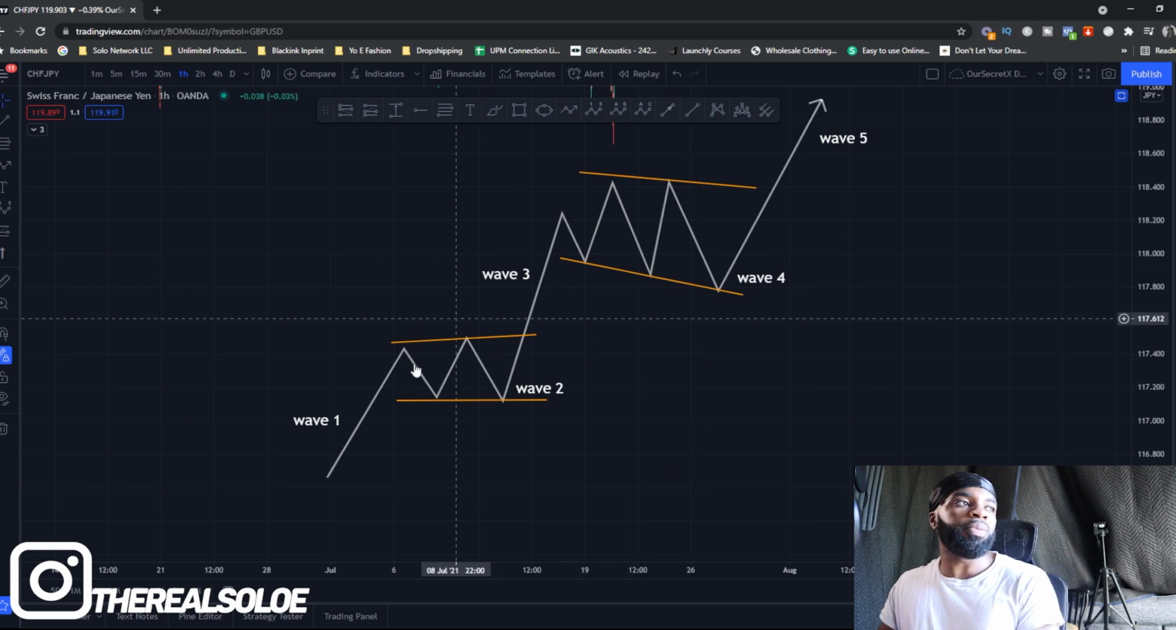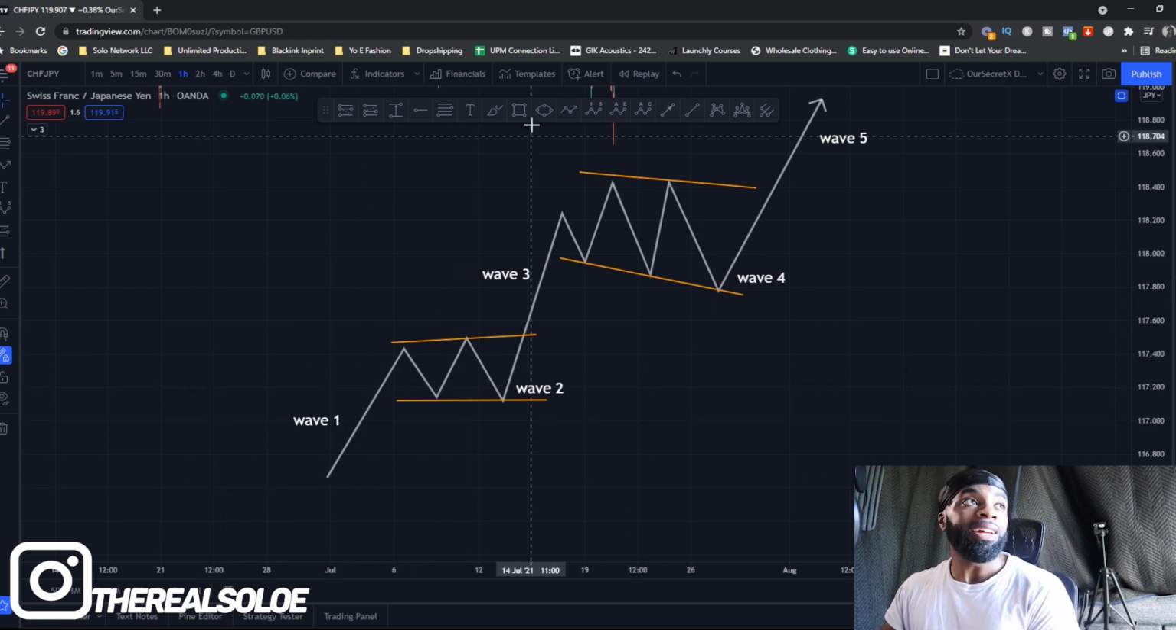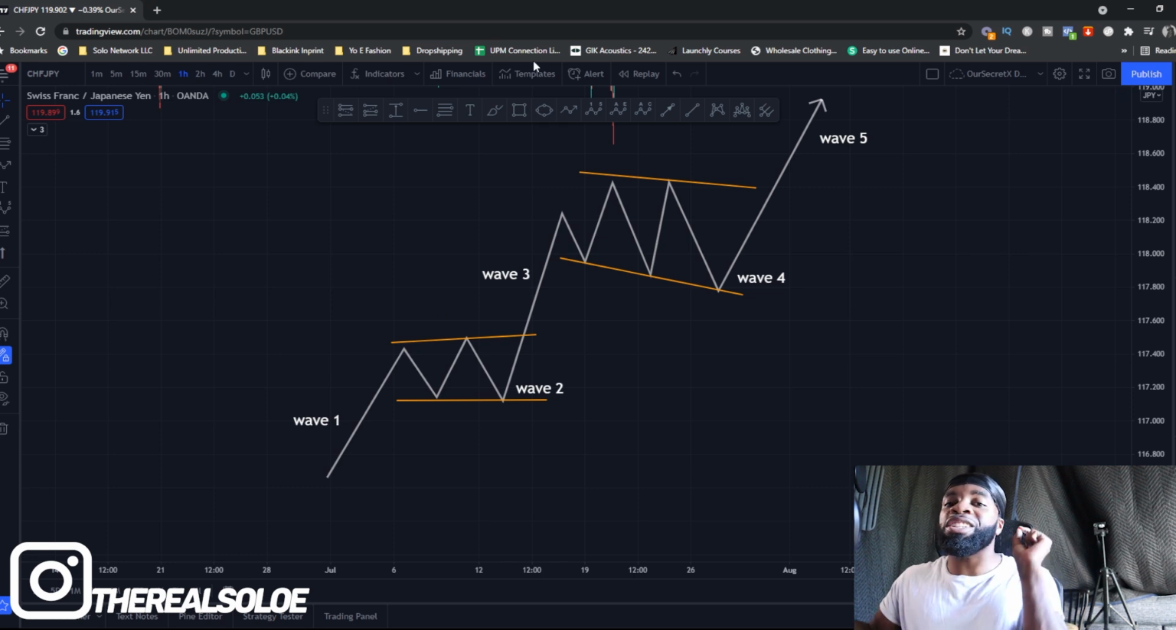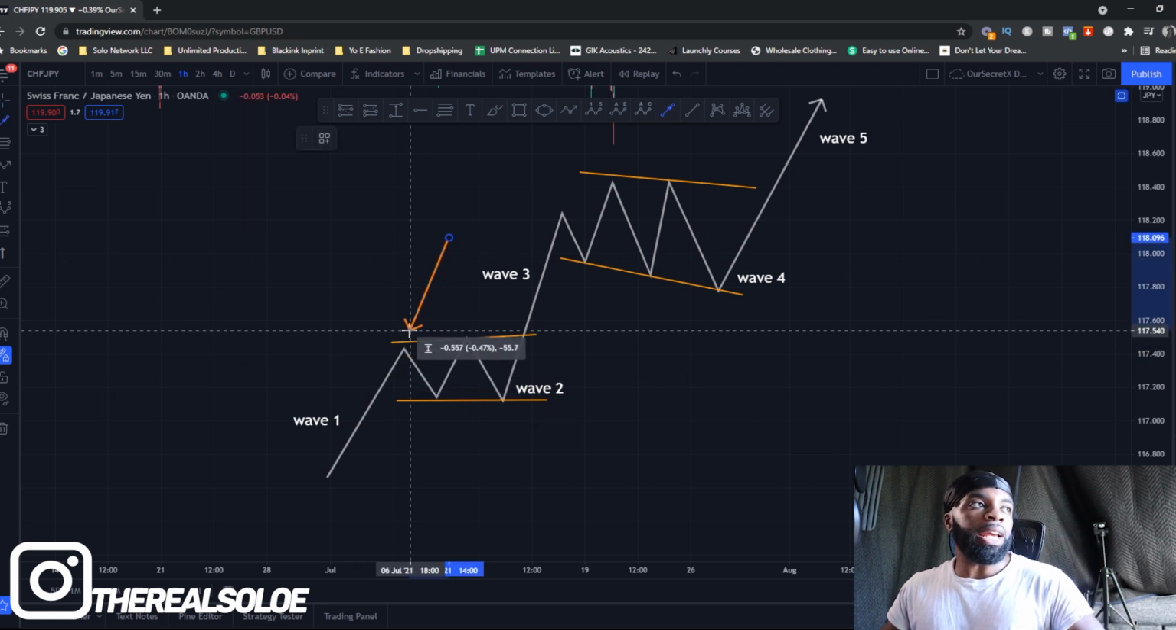So now as you see, we pretty much got wave 1. After wave 1 has been formed, we got a corrective wave. Inside of this corrective wave, this is where I start scalping everything. So once I found out that this impulsive wave had ended, which is very simple.